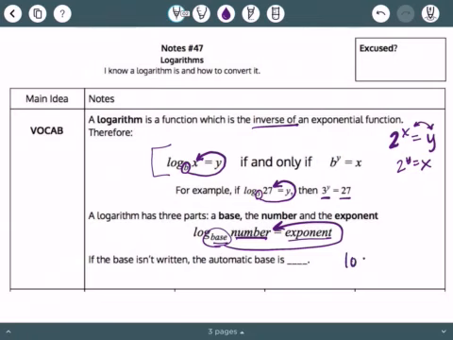If there's no base written, if it just says log 17, the automatic base is 10, so you can assume that there's a little 10 right down there at the bottom. Right?